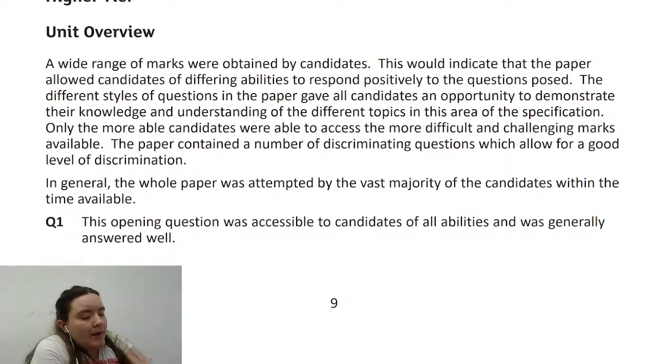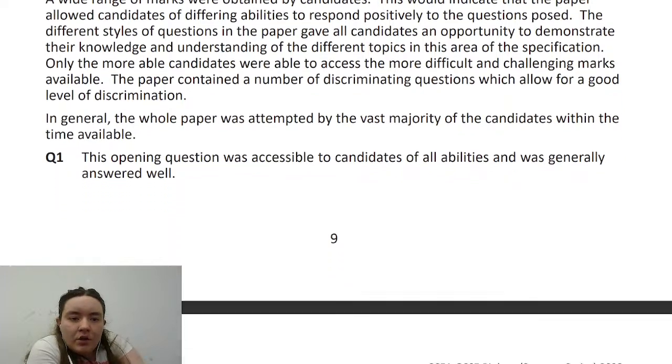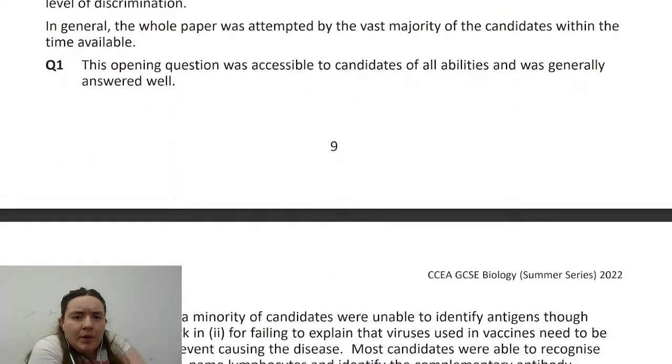And in general, the way a paper is structured, the first questions are the easier ones that most people will be able to answer, and the later questions tend to be harder. So it's good to try and get as many marks early on as possible. So this opening question was accessible to candidates of all abilities and was generally well answered.